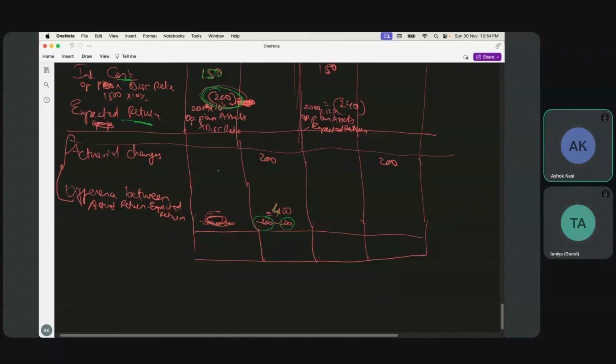Is it okay? Yes, sir. Now you try this one. Actual return is minus 200. Minus the expected return, which is positive 240. So I will write here minus 240. That comes to minus 440. Now, because it is minus, I will again write it positively: 440.